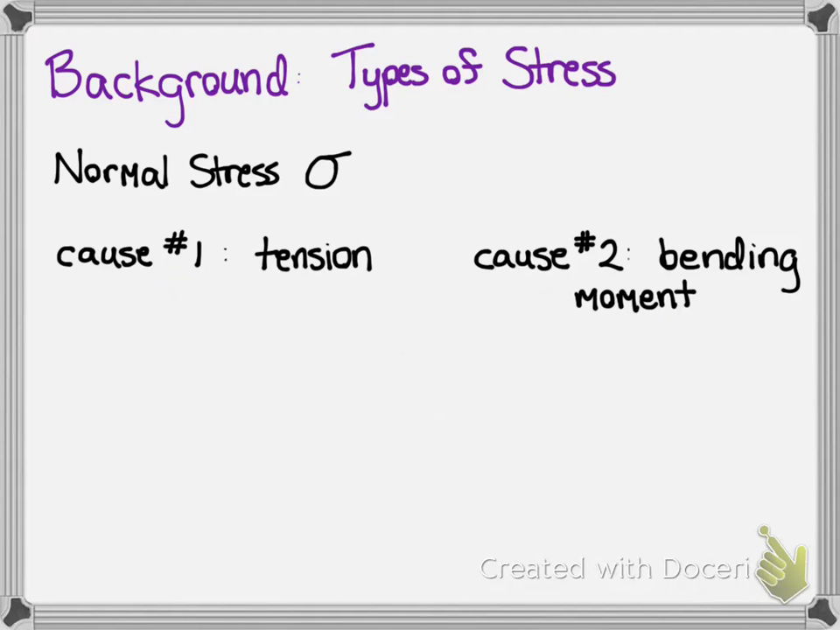To understand combined loading, we first have to understand the different types of stress that exist. There are two types of stress, normal stress and shear. We'll first start with the normal stress, which has two causes. The first cause of normal stress is tension.